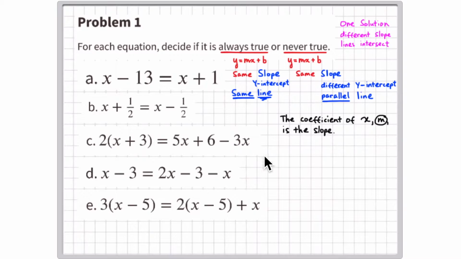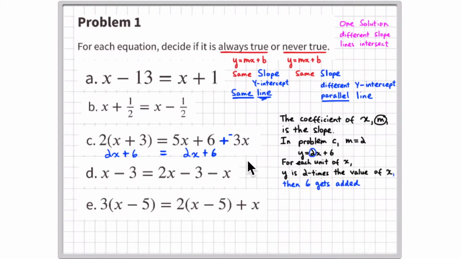So let's just look at C as an example before we go into each of these problems. The coefficient of x, which is the slope, which is m, is the slope. And in this case for C, do you see where that is 2 on both sides? So 2 times x is 2x here, and 5x minus this 3x, or plus a negative 3x, is also 2x. So the slope is going to be the same. So then is the y-intercept the same? Well, in this case, it's 2 times 3 is 6. In this case, you have the 6 right there to begin with.